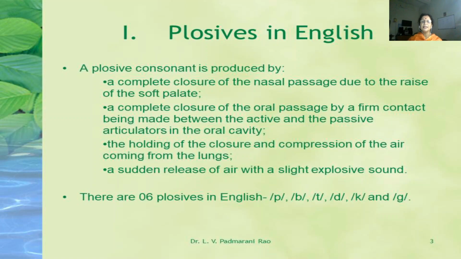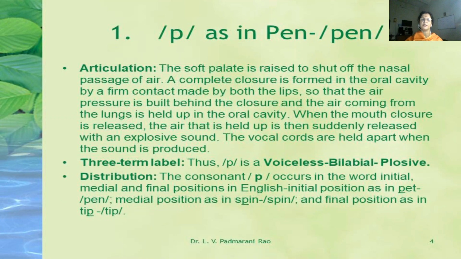As a result, the holding of the closure and the compression of the air coming from the lungs takes place in the oral cavity. When the active articulator gets separated from the passive articulator, the air is suddenly released with a slight explosive sound, and hence the sounds are called plosives. There are 6 plosive sounds in English: p, b, t, d, k and g. Let us discuss each of these sounds with respect to the place of articulation and manner of articulation.